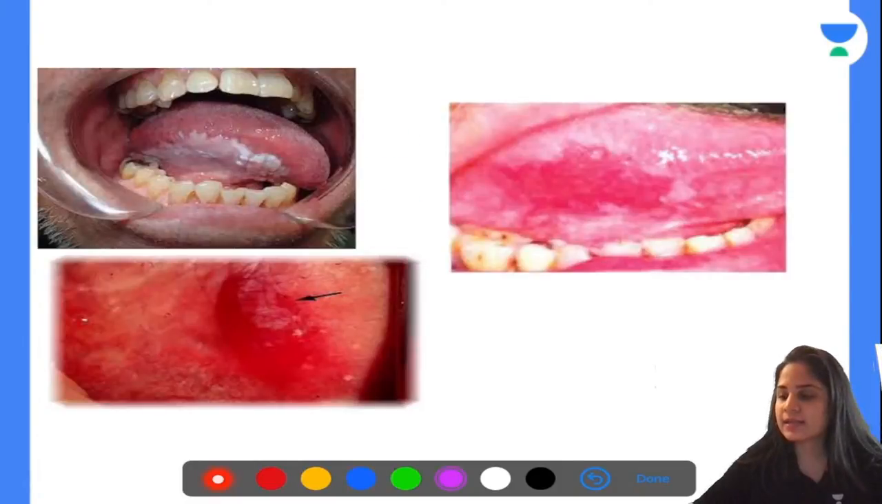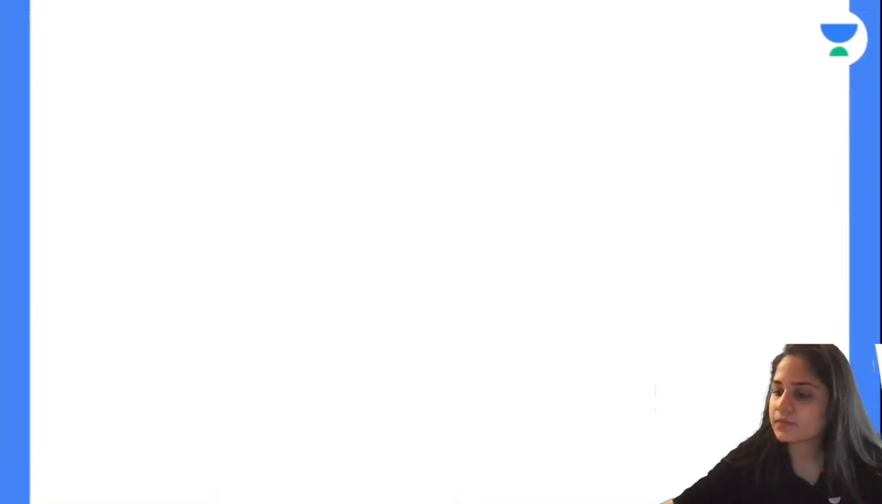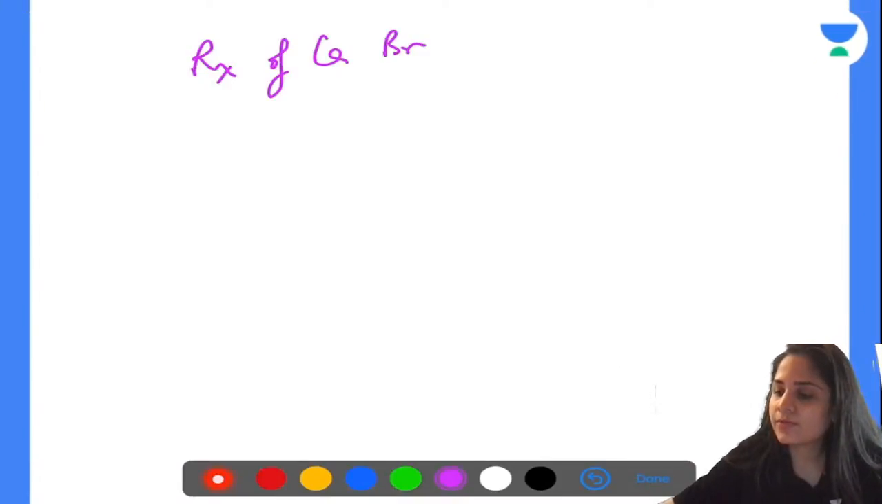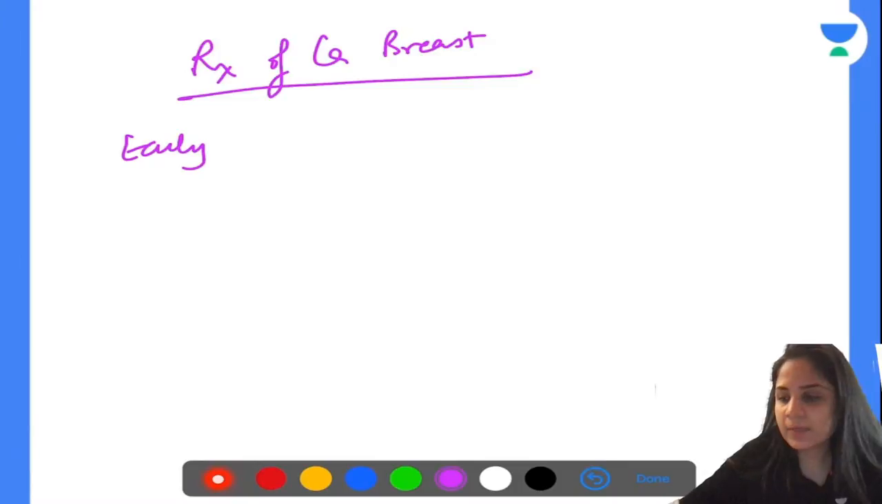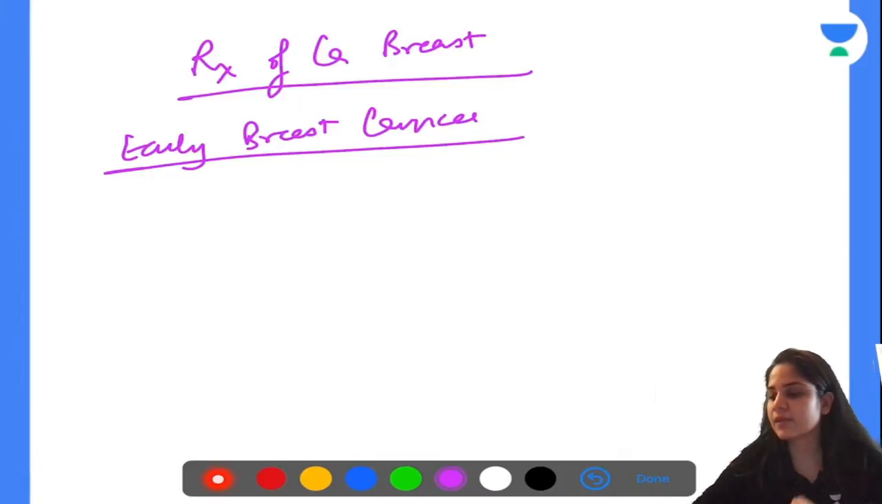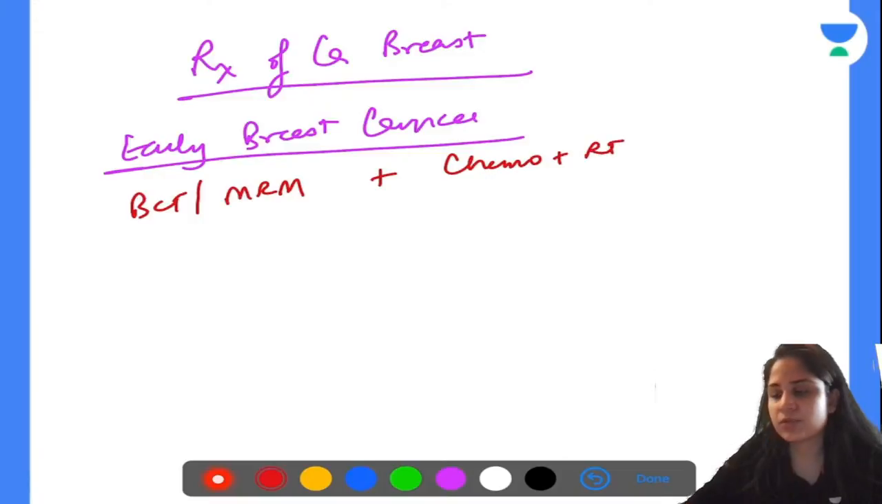All right, and the last thing about CA breast is, what is the treatment of CA breast? I'm going to write it here only because there's no space. Now you all have to help me out in this. If there is early breast cancer, if metastasis has not taken place, then the treatment will be BCT or MRM, that is the surgical treatment. After the surgery you will give chemotherapy plus radiotherapy. And if ER/PR positive, then you will also give the patient hormonal therapy.